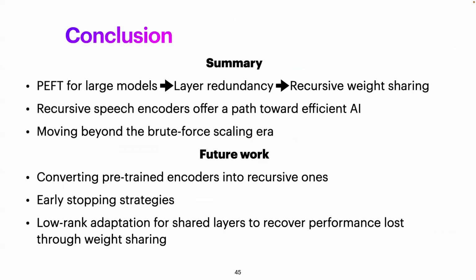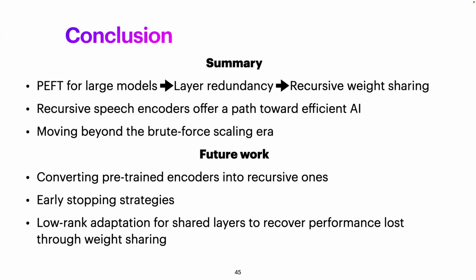So in terms of conclusion, we went from this HEFT, the parameter-efficient approach for large models. Then we observed that there was redundancy, and we started using it to do this recursive weight sharing. We find that it's a good way of being efficient because you can always stop the looping early. So that could be nice for efficient machine learning. And that's interesting because we move beyond this brute force where we just scale and scale. Now it's another way of scaling without exploding the number of parameters.